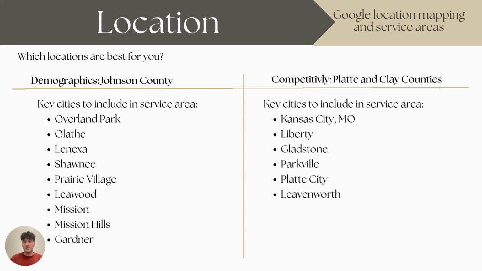These are the primary location names that could be implemented into your Google service areas. We found that Johnson County represents your biggest market as well as the market that we believe you will have the most traction in. Key cities to include would be Overland Park, Olathe, Lenexa, Shawnee, Prairie Village, Leawood, Mission Hills, Mission, and Gardner. Other counties such as Platte and Clay counties could also be emerging markets for Aster House Design.